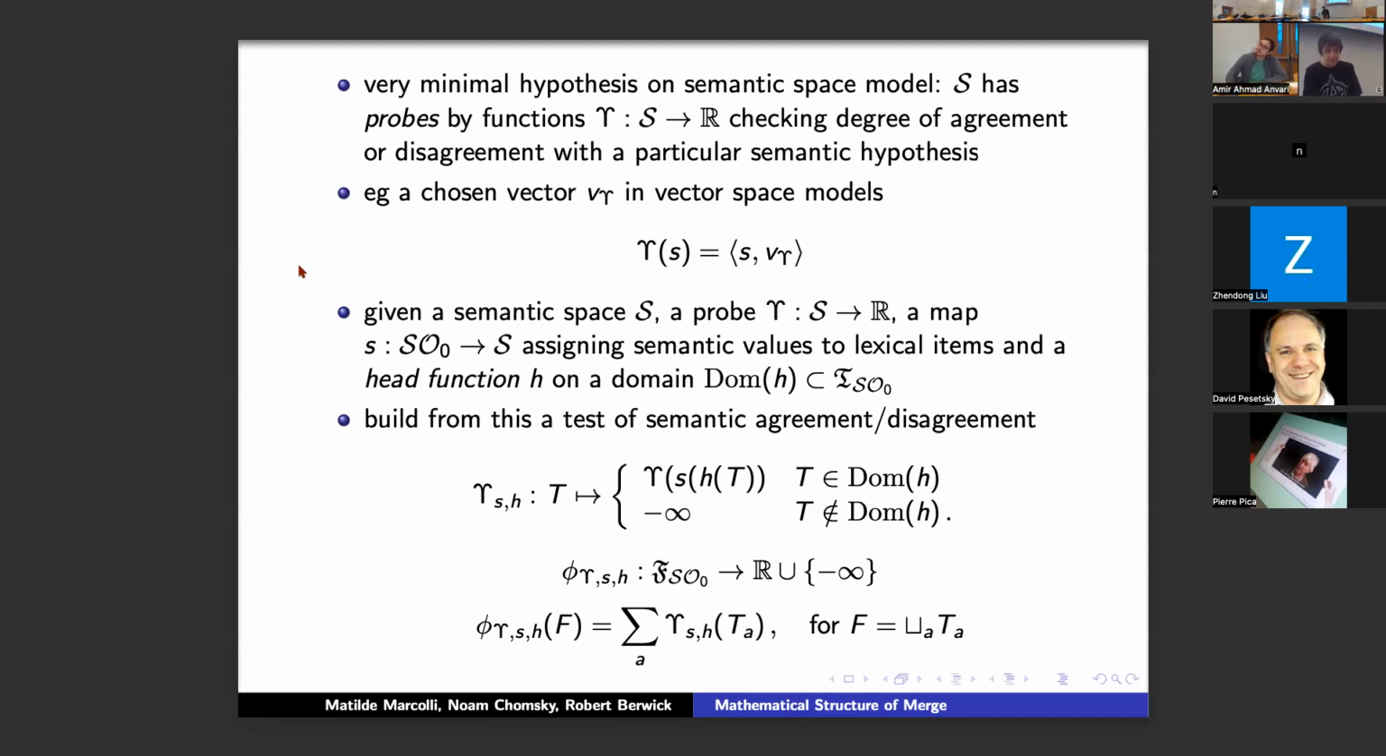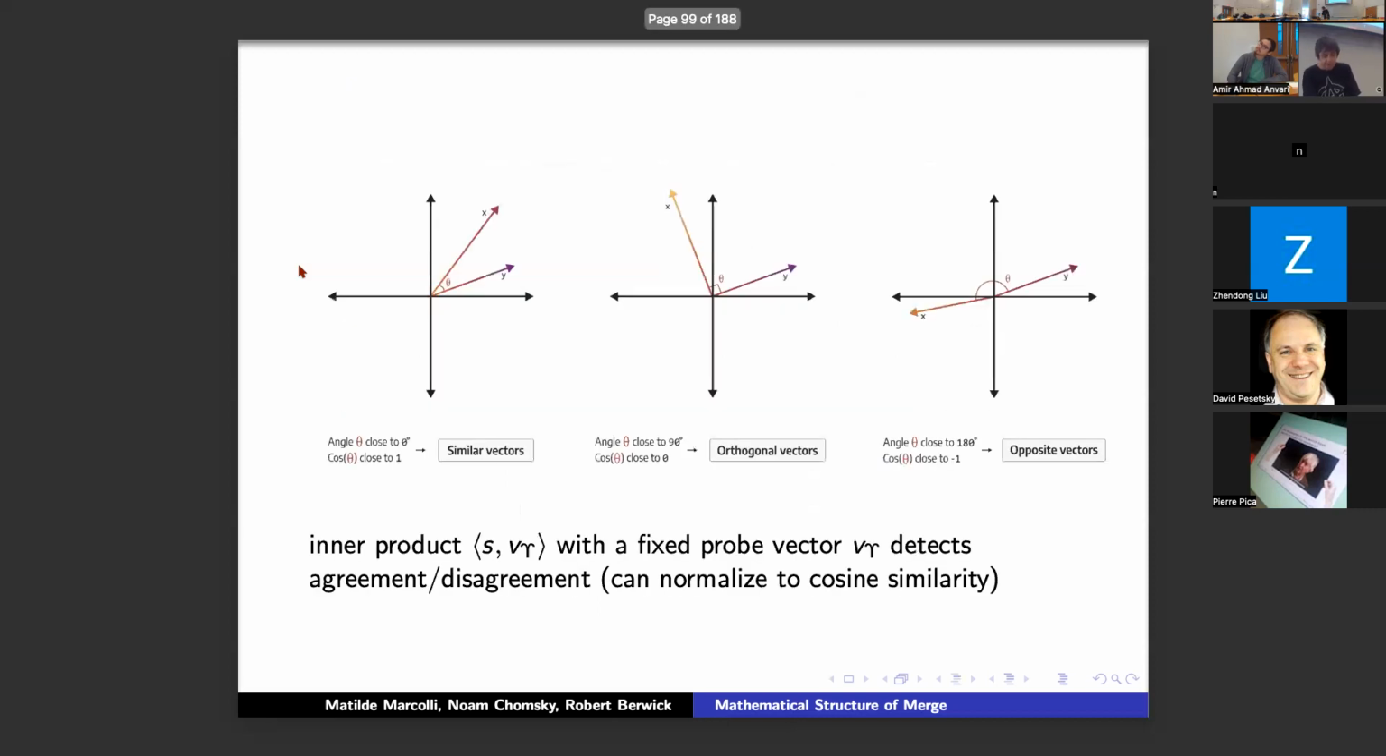This is just what I'm doing. I pick one of these vectors, like this short one. This is my probe, and then I check the other vectors that come from the head, where they are. Are they close by, in agreement? Are they orthogonal, neither agreement nor disagreement? Are they very opposite? Then disagreement.